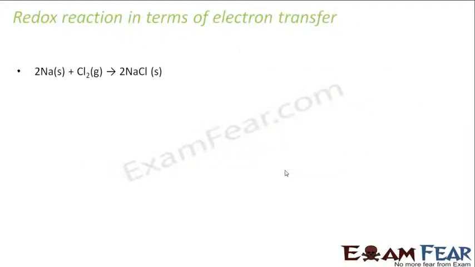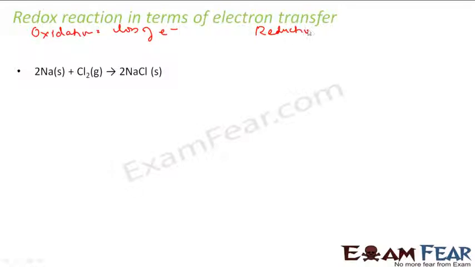So let's take some example. For example, in this case, NaCl. I told that oxidation is what? Let me write here. Oxidation is nothing but loss of electron, and reduction is what? Gain of electron. Correct? Oxidation, loss of electron; reduction, gain of electron.